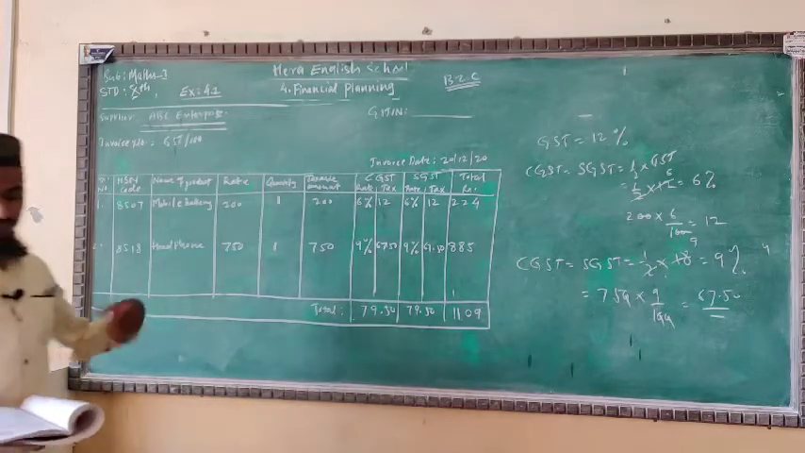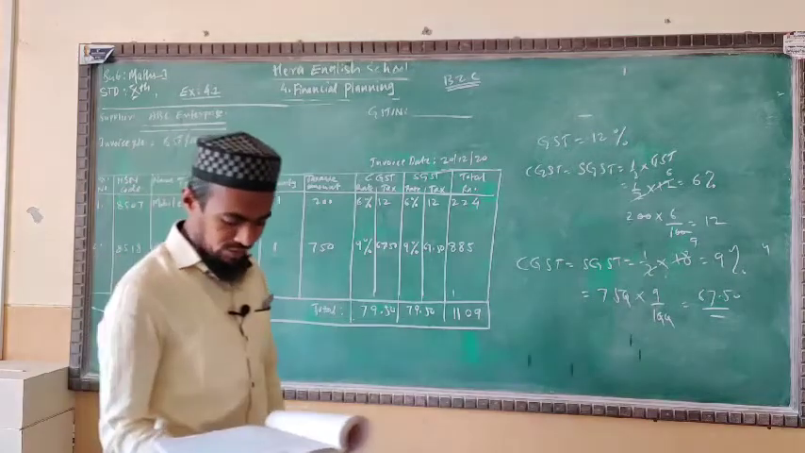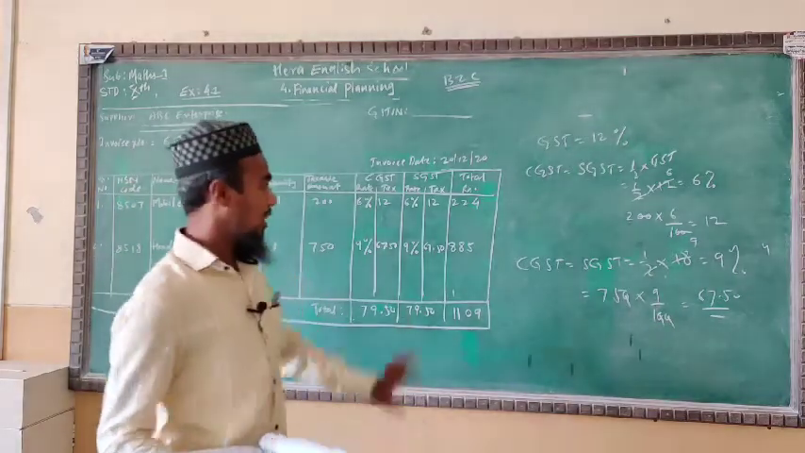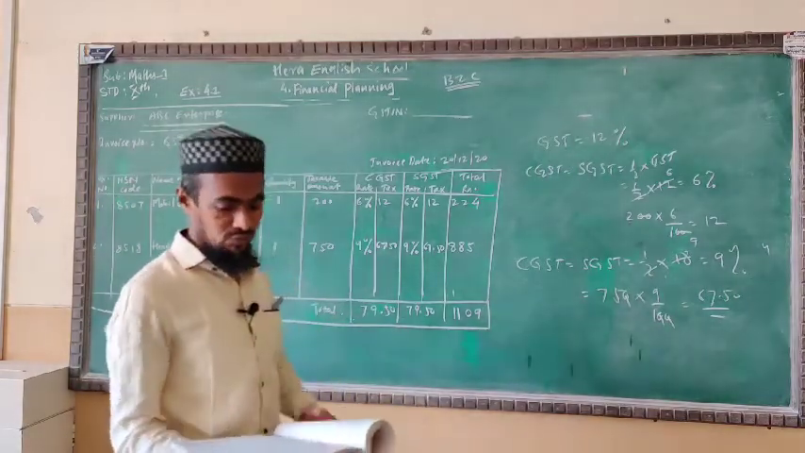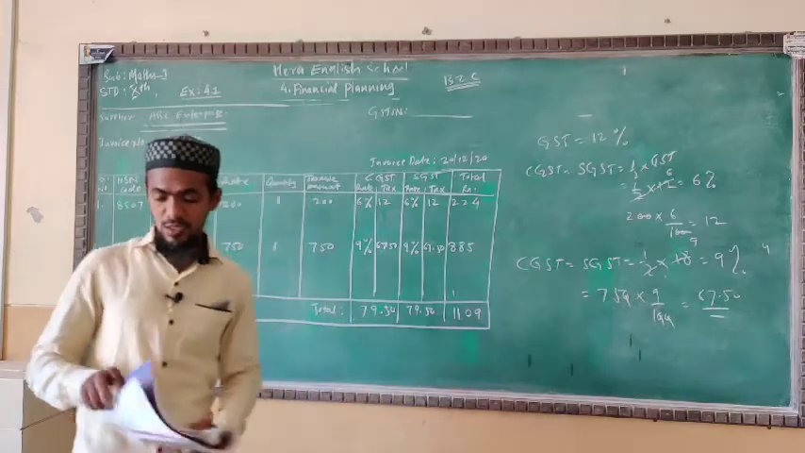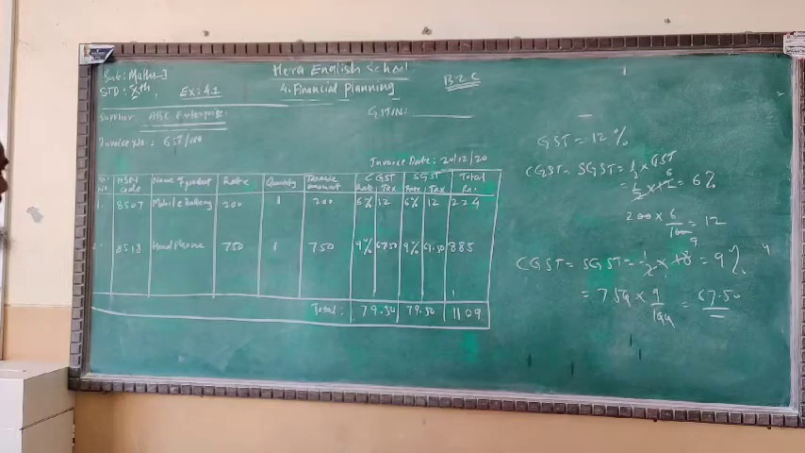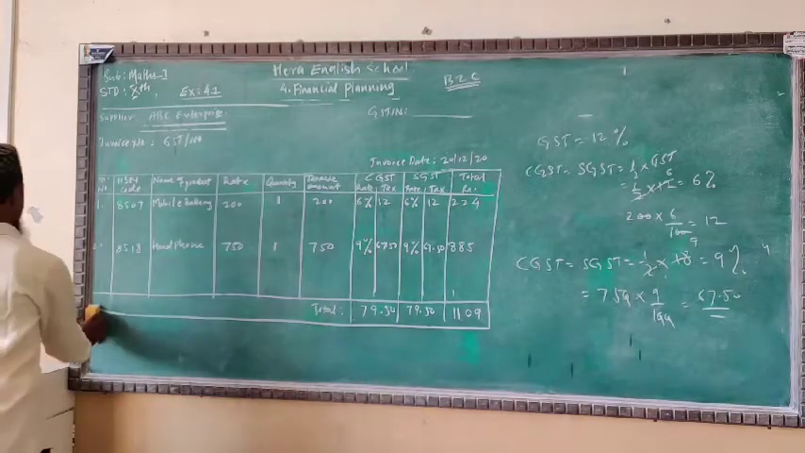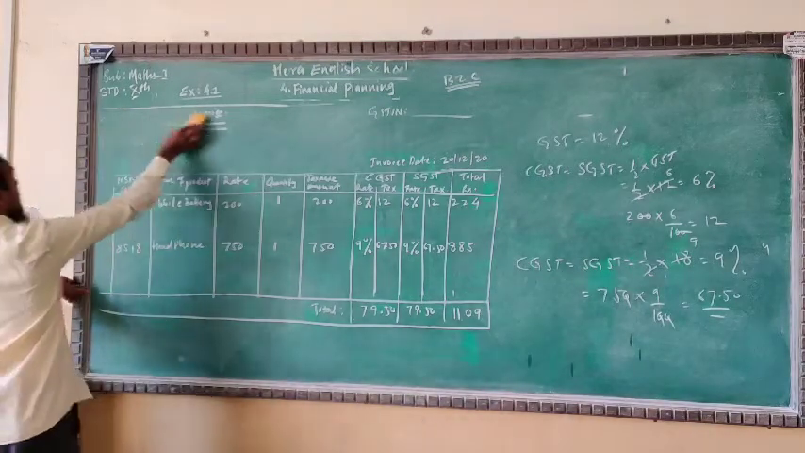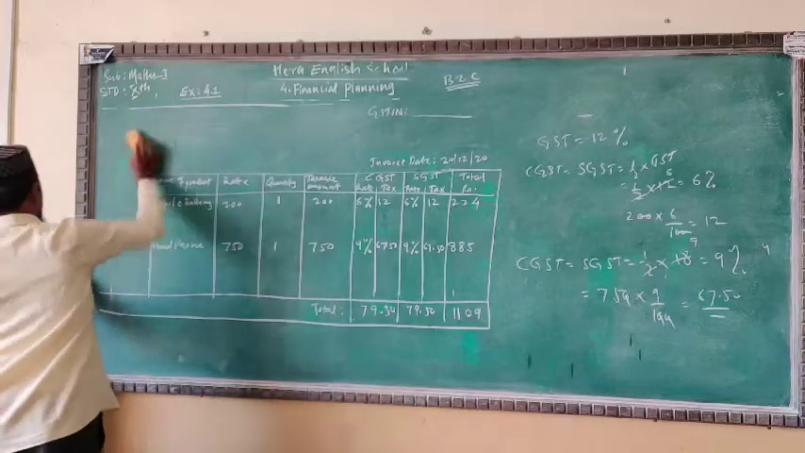Like this bill you have to make in the next question. Which one? Question number 7. So I have taken this question first in this exercise. Now come to the first question. Everyone come to the first question. Question number 1, see there, of this exercise.